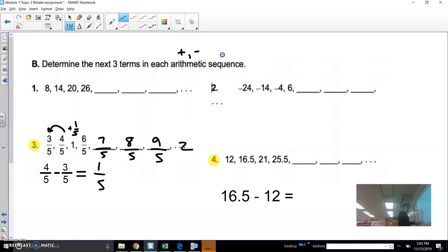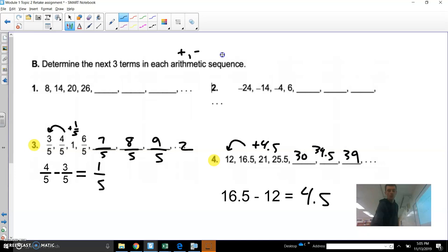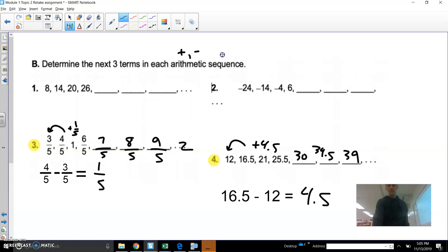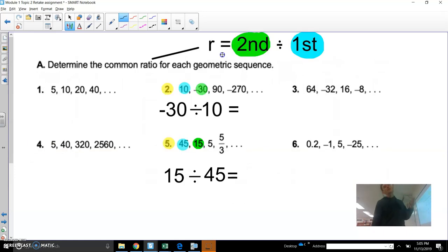Number 4, I'm going to take that second number and subtract the first number, and that gives me 4.5. So that means that in this sequence of values, you are adding 4.5 over and over. So 25.5 plus 4.5, that would be 30. Add 4.5 to that, you'd be at 34.5. And add 4.5 to that, you'd be at 39. So we're just trying to find the next 3 terms by first using this formula on the first page, the second number minus the first number. That tells us the common difference that we need to use with adding or subtracting to find the next few terms. So that's all about arithmetic.